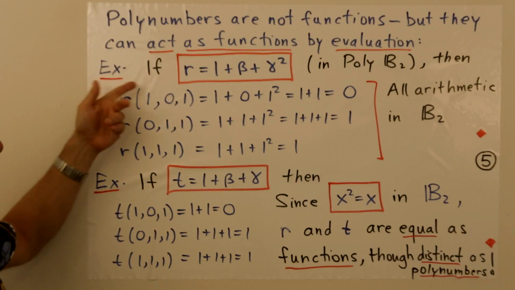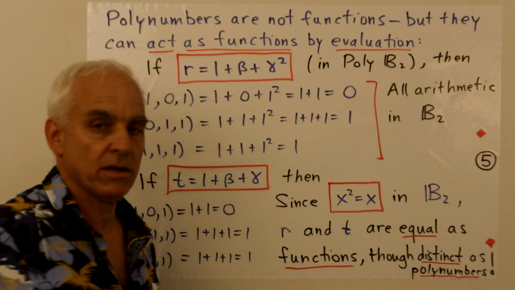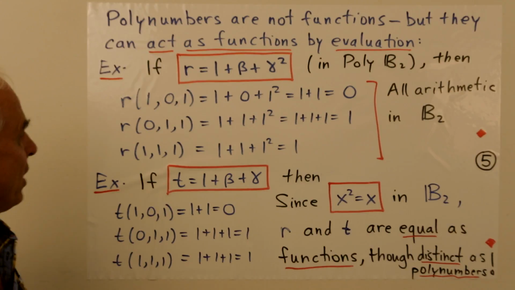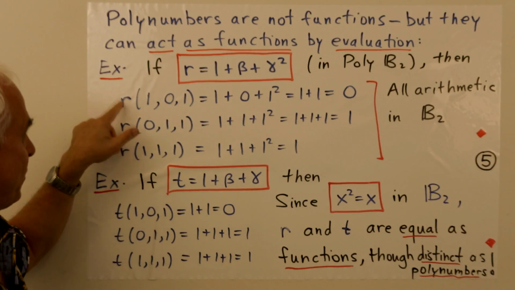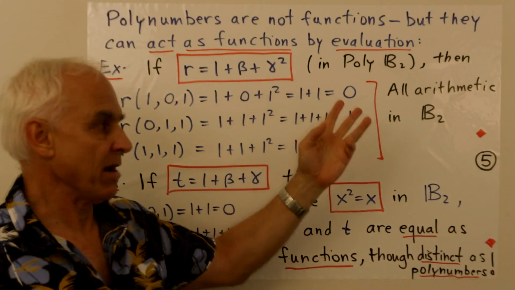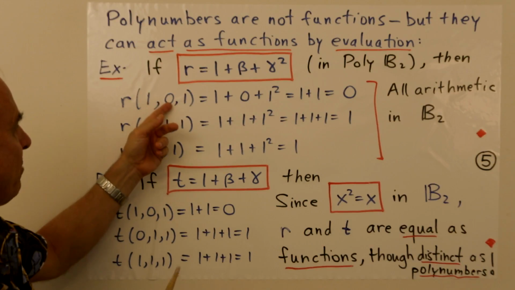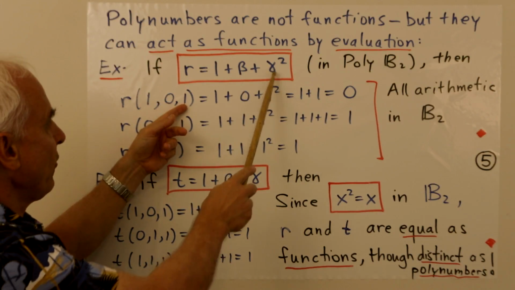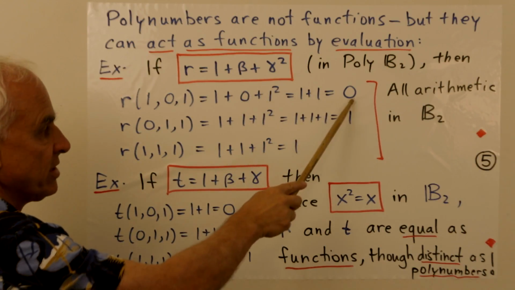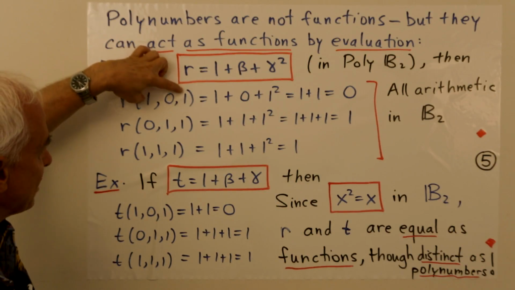So let me illustrate. Let's say that R is 1 plus beta plus gamma squared. So that's a poly B2. We're working in poly B2, so everything has coefficients 0 and 1. So let's evaluate this thing now. So we can evaluate it, say, at 1, 0, 1, because it's actually a tri-polynumber. So we can substitute alpha equals 1, beta equals 0, and gamma equals 1. So we'll get 1 plus 0 plus 1 squared, which is 1 plus 1, which is 0. So when we substitute or evaluate it at these three numbers, we get 0.